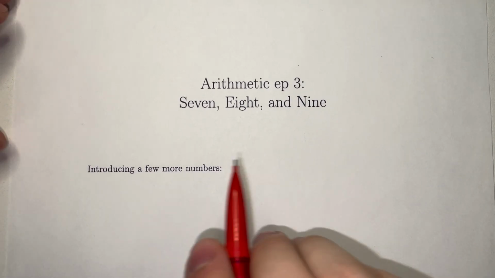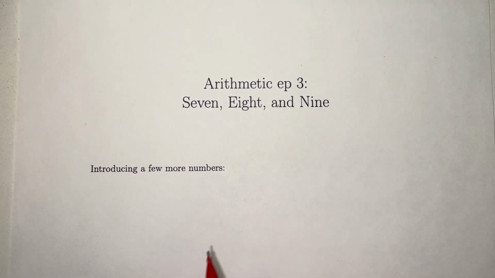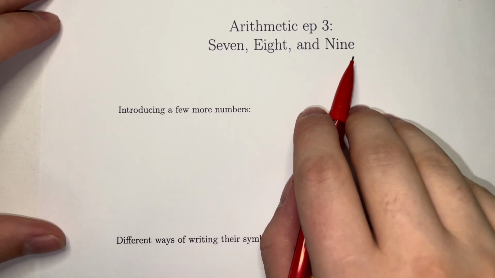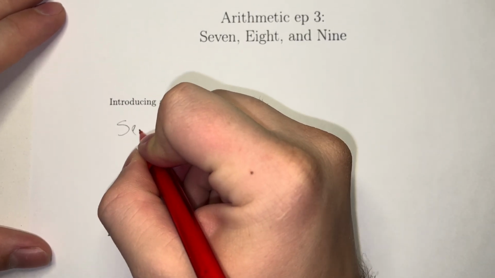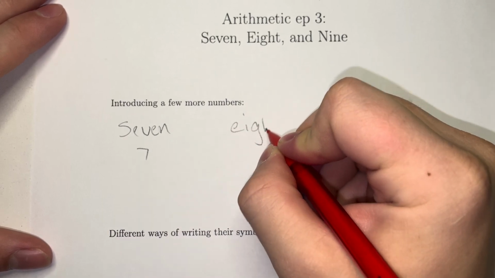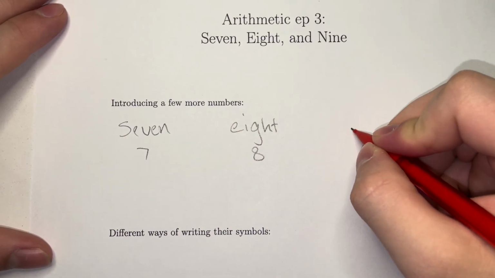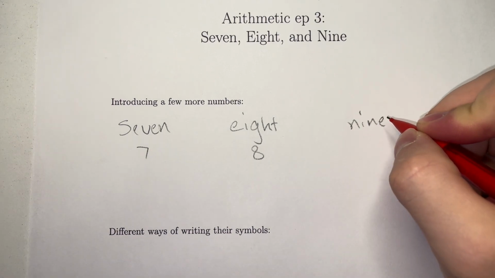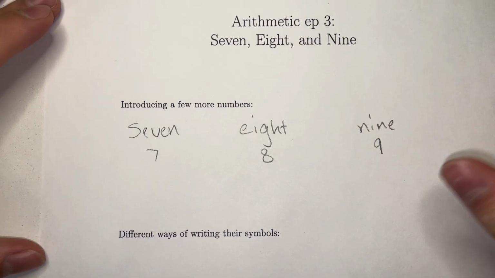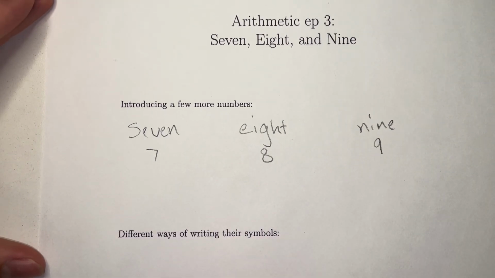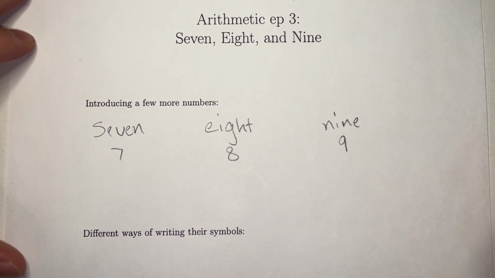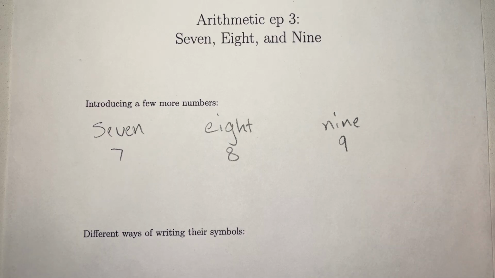So today we're going to be covering episode 3, which is going to include 3 more numbers, 7, 8, and 9. And so these 3 numbers are going to cap off our single-digit numbers, which we will explain later on, probably whenever we start introducing double-digit numbers.